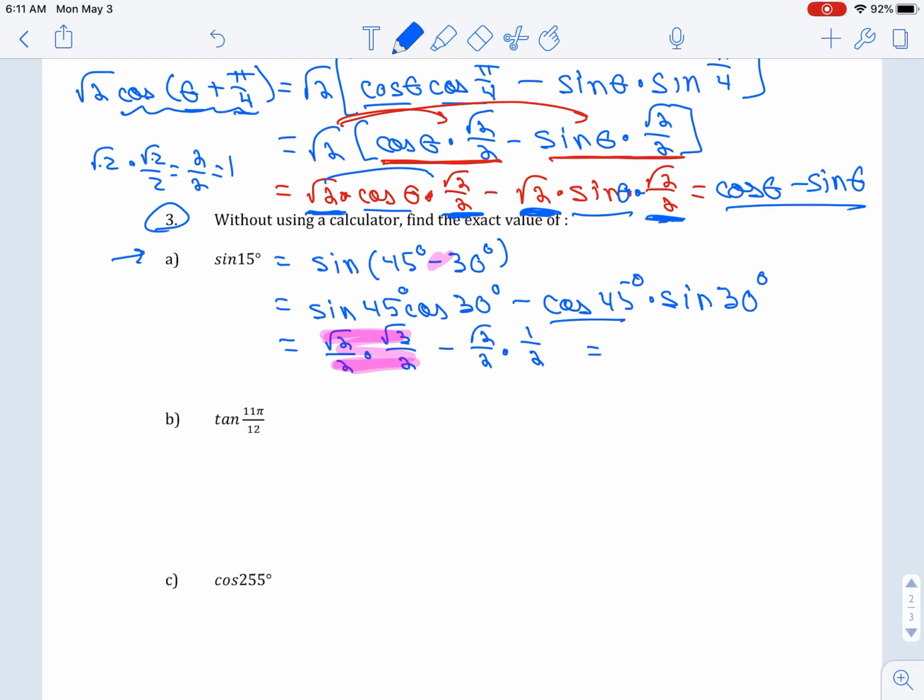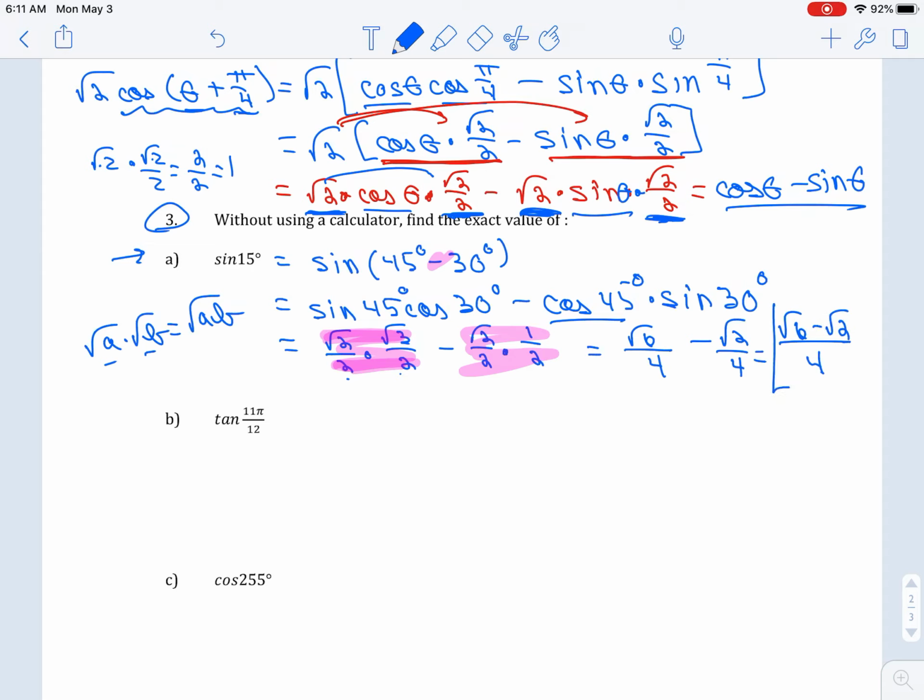So on the top, square root of 2 times the square root of 3 is the square root of 6. That's a rule: if you have the square root of a times the square root of b, as long as a and b are not both negative, then that's equal to the square root of ab. In the denominator, 2 times 2 is 4. And when I multiply these two together, I get the square root of 2 over 4. Now these two have the same denominator, fortunately. So the denominator is 4, and the numerator is the square root of 6 minus the square root of 2. Those are not like terms, so I can't do anything to simplify that.